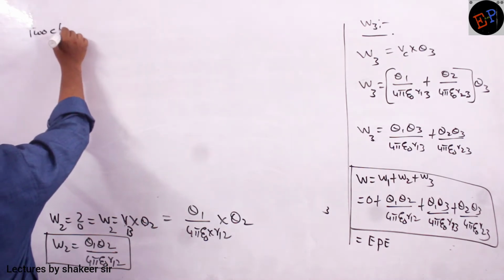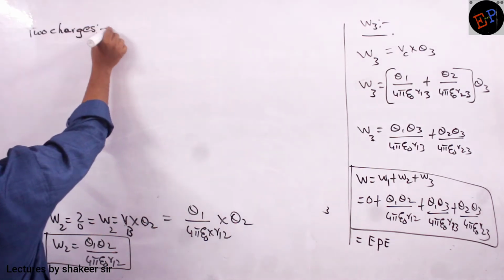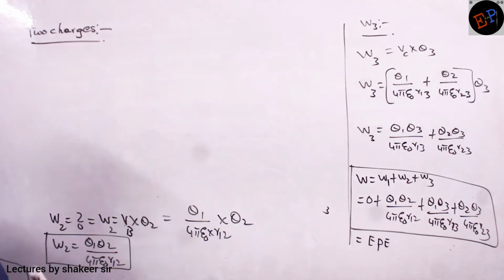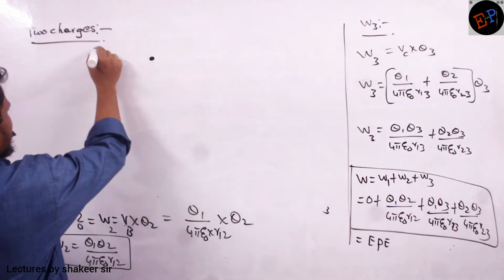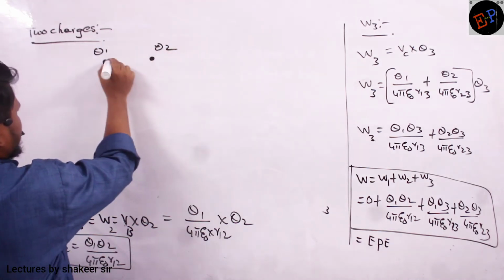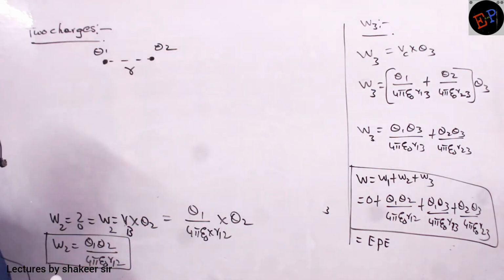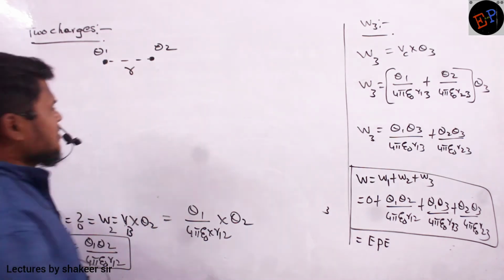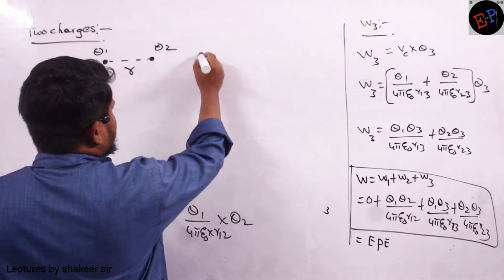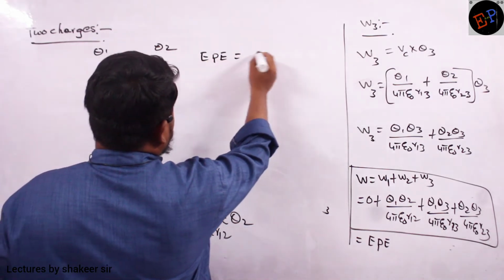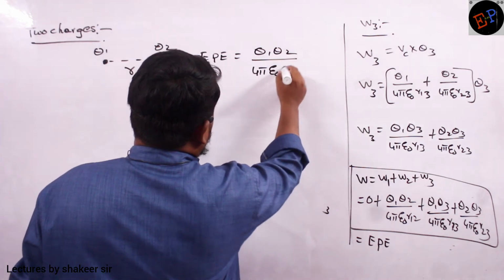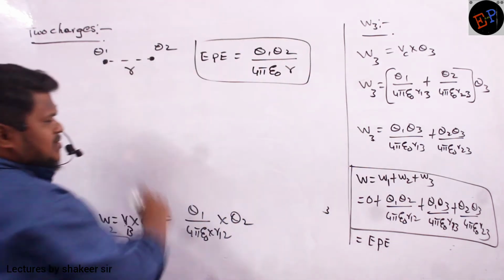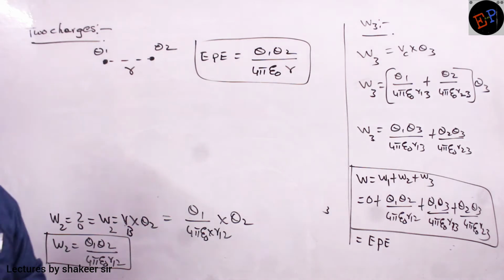2 charges. If I place only 2 charges, this is Q1 and this is Q2 and the separation between them is R, then how many pairs are possible? Only one pair is possible. So therefore, what is the electrostatic potential energy stored between the charges? Q1 Q2 divided by 4 pi epsilon naught into R. That's all. This is my formula. Understand? Because there is only one pair.